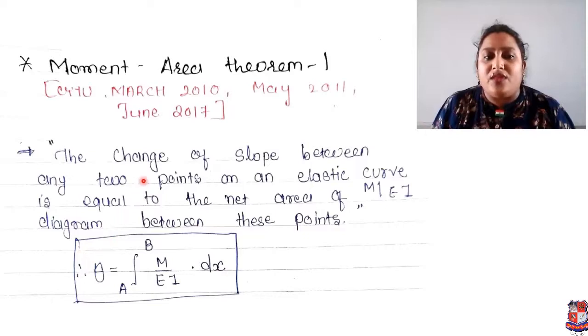So before starting with the method, at first we have to go through some fundamental concepts. First, moment area theorem 1. That theorem is asked many times in GTU. So what is moment area theorem 1? The change of slope between any 2 points on an elastic curve is equal to the net area of the M upon EI diagram between these points. Therefore, theta is equal to integration a to b M upon EI into dx. It means to find the slope we need area.